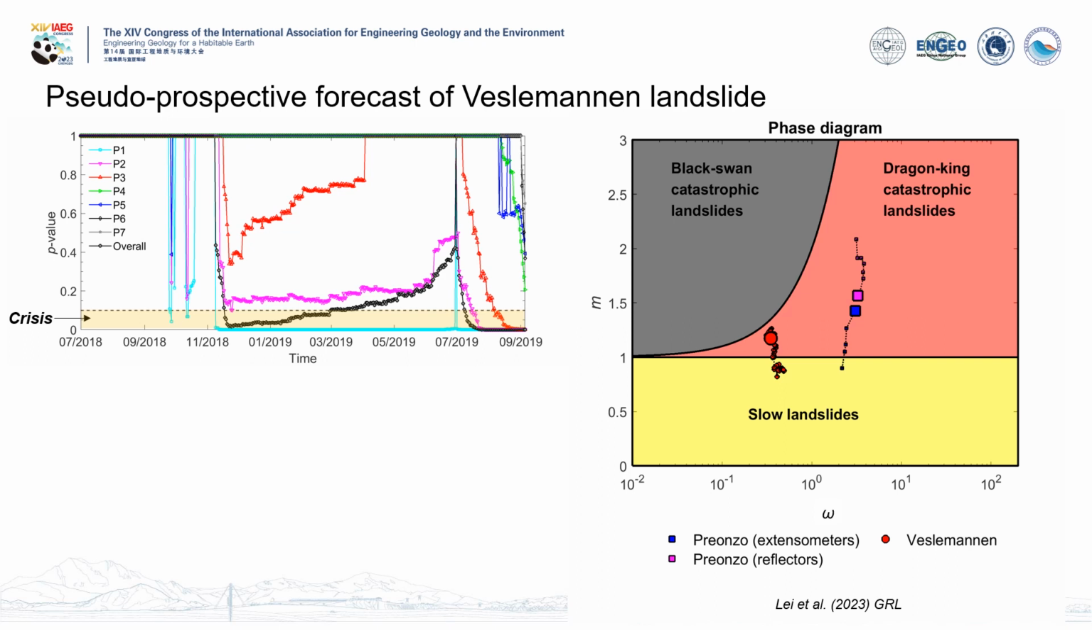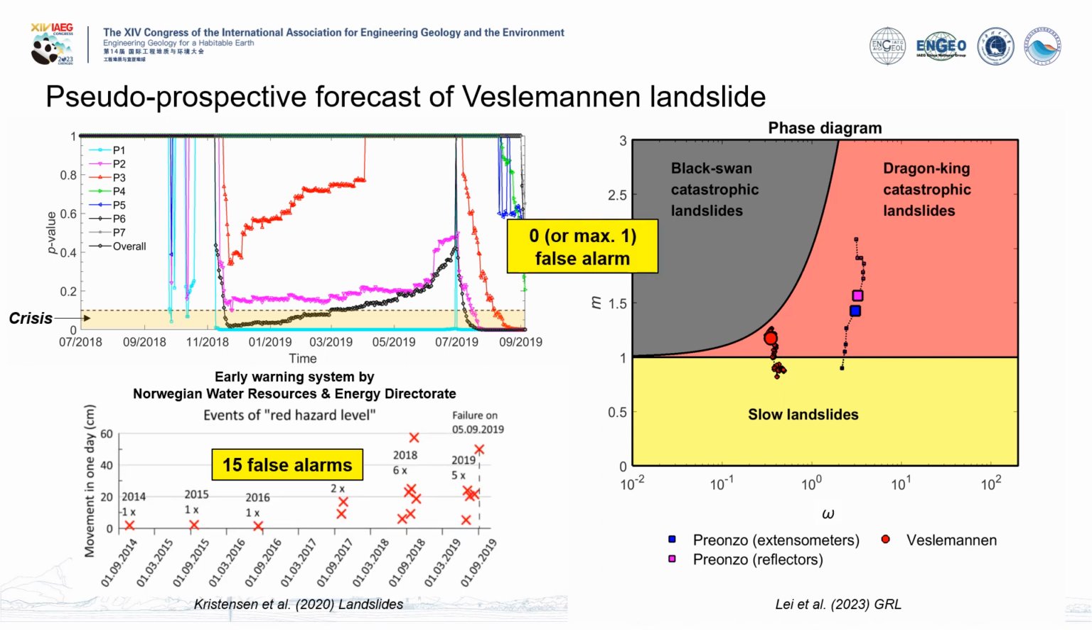When we look at the phase diagram, we can also realize that this landslide has evolved into the Dragon King catastrophic landslide regime. Compared to the velocity threshold method adopted by the Norwegian authority giving 15 false alarms, my approach can give 0 or maximally 1 false alarm if we adopt a majority rule when interpreting the p-value dynamics.